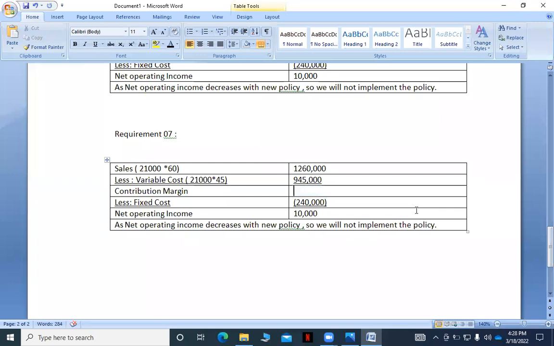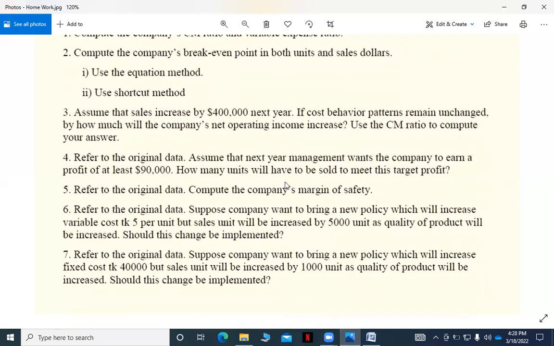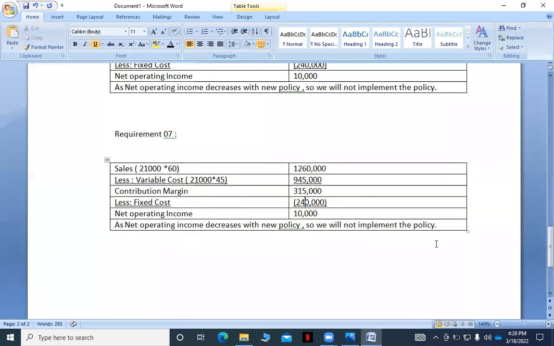3,15,000. Sir, 3,15,000. Okay. 3,15,000 minus fixed cost. There will be change of fixed cost. They said fixed cost will be 40,000 increase. So new fixed cost will be 2,80,000. 2,80,000. So what will be the net operating income? 35,000. 35,000.